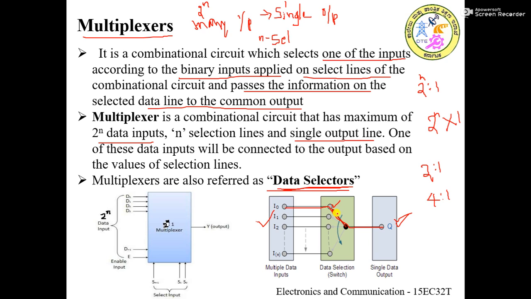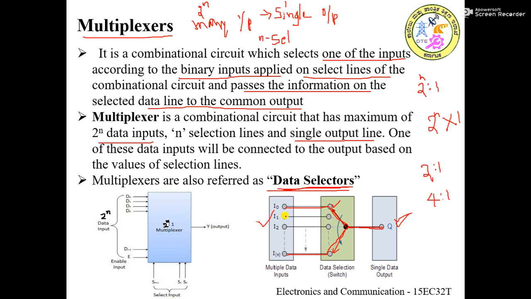Similarly, if this switch is positioned at the last point here, then obviously what happens is, the information on the last line is routed into the output line, through the output line Q here.